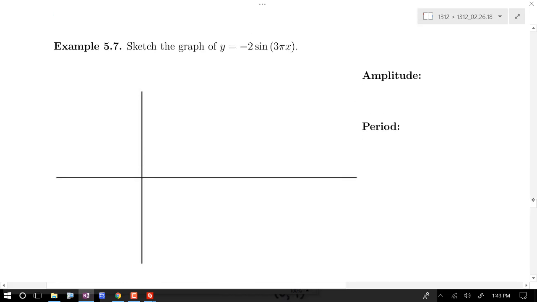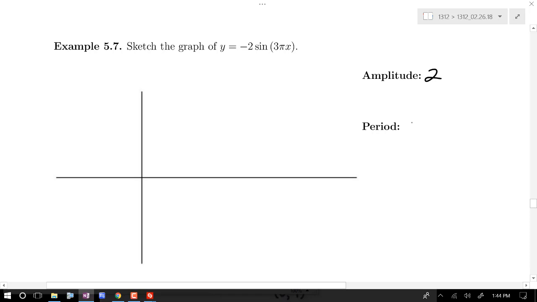Let's graph -2 sine of 3 pi x. So let's mark down our important information. What's the amplitude? 2. And what about the period? -2? Nope. Just 2? Nope. How do you get 3 over 2? You take this in the parentheses and divide by 2.